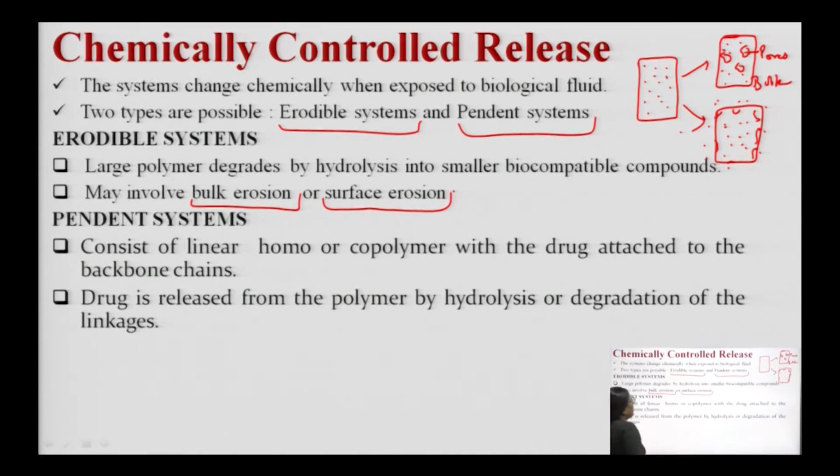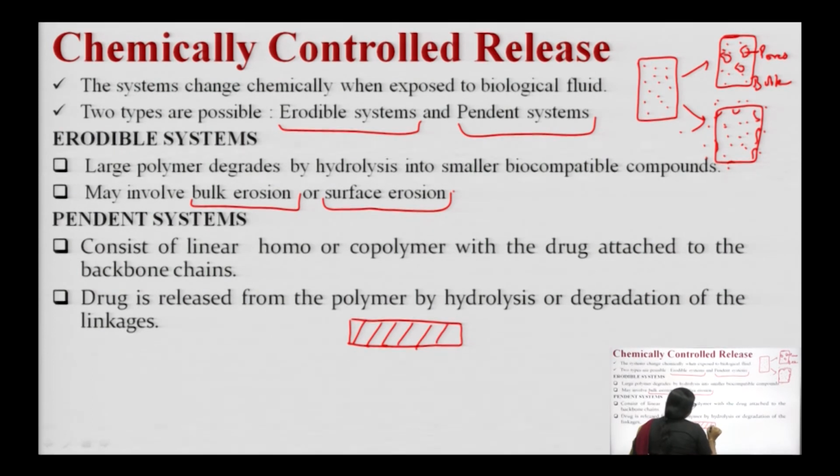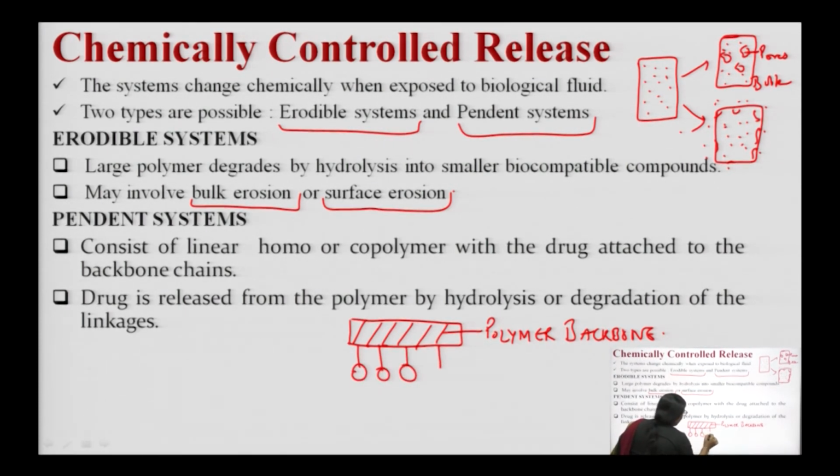Another type of chemically controlled release system is the pendant system. Pendant systems are so called because here the drug hangs on to the polymeric backbone just like a pendant. So, we have a backbone of the polymer. This is the polymer backbone, and the drug is held on to this polymeric backbone with the help of certain bonds which are hydrolyzable bonds.